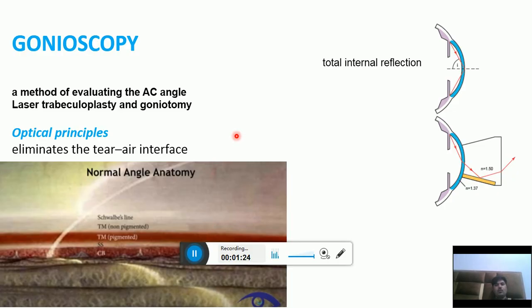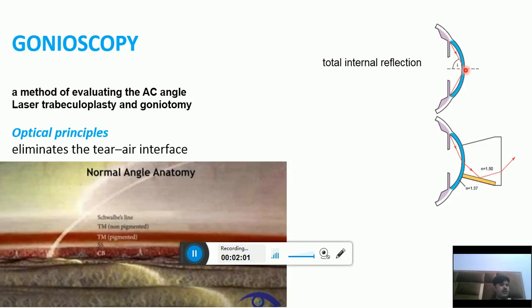Why do we do gonioscopy? Because the normal angle anatomy is not visible by slit lamp. The angle of interior chamber cannot be visualized directly through the intact cornea, because as you can see here, the light from the angle structure undergoes total internal reflection, so it cannot be visualized directly. It undergoes total internal reflection at the interior surface of the precorneal tear film. So due to the precorneal tear film, it is not visualized.